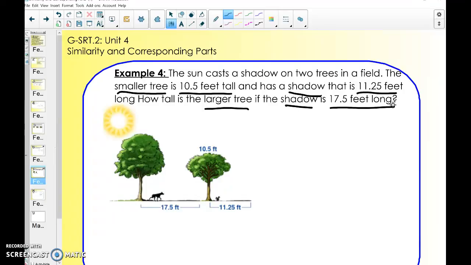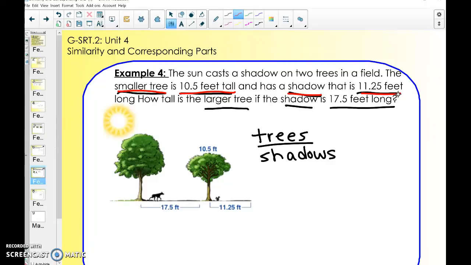Okay, and it's got a nice picture there for you, so you make sure you understand which ones go with which. So really we're comparing trees with their shadows. That's the proportion that we're kind of working with here. Okay, now there's large tree and small tree, so make sure you match up which one goes with which. In fact, I'm going to underline my smaller tree in red and match it with its shadow. That way I know red is for the small tree and black is for the larger tree.